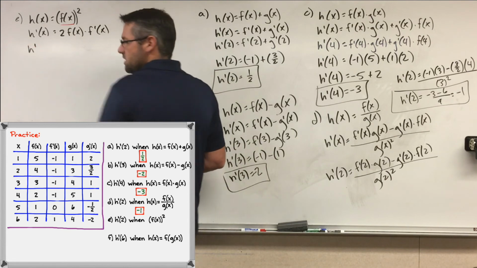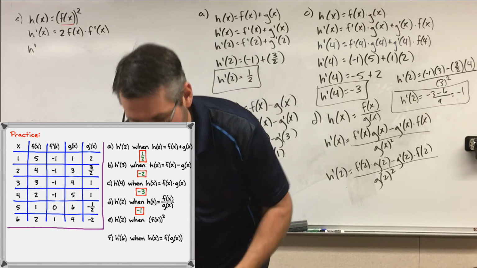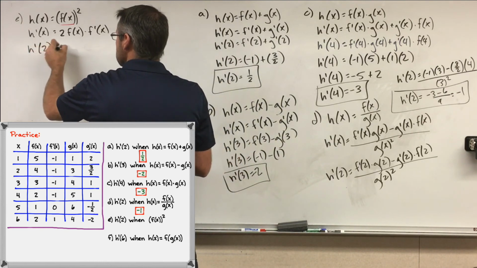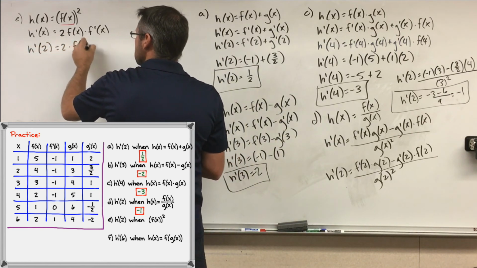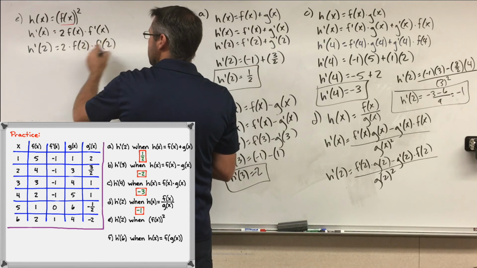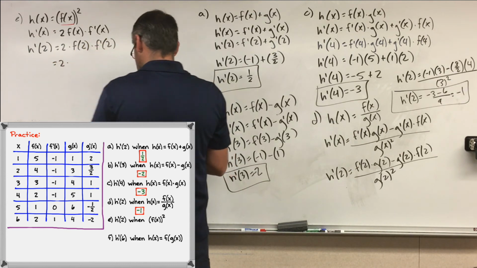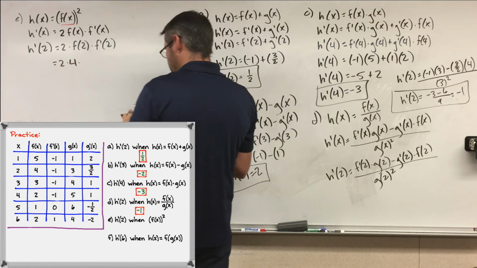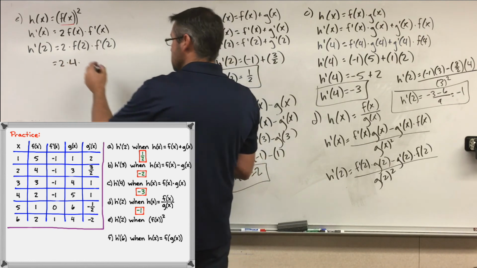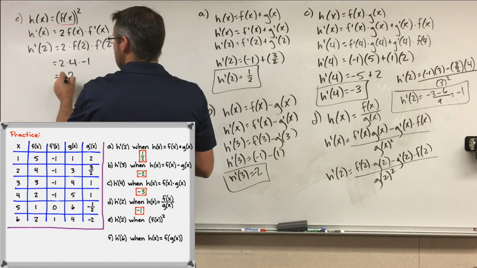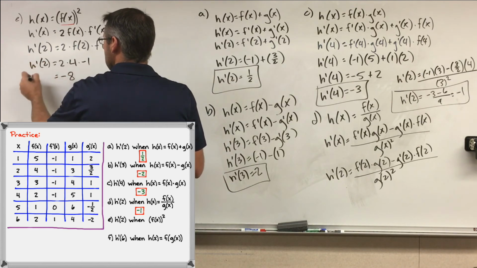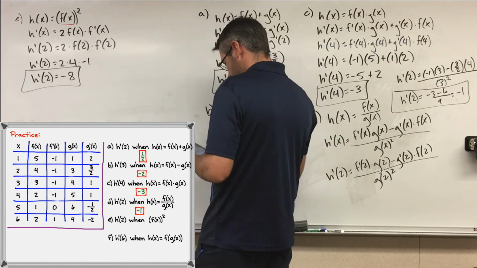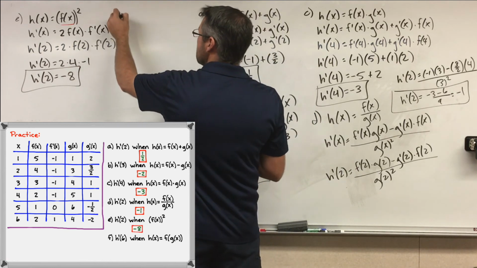And so to evaluate that, we are looking at h prime of 2. So that's going to be 2 times f of 2 times f prime of 2. And so that'd be 2 times f of 2 is 4 times f prime of 2. F prime of 2 is negative 1. So that's going to be negative 8. All right, so that is E, and I am correct this time.